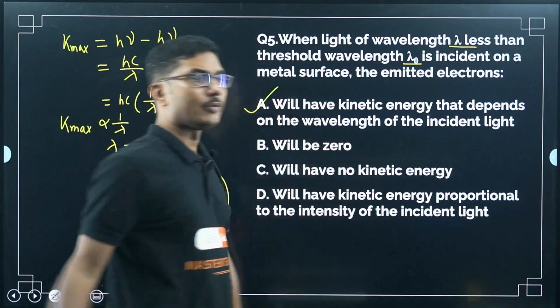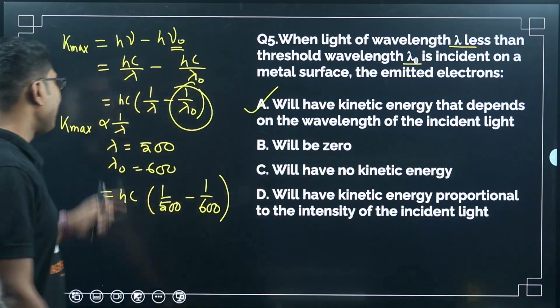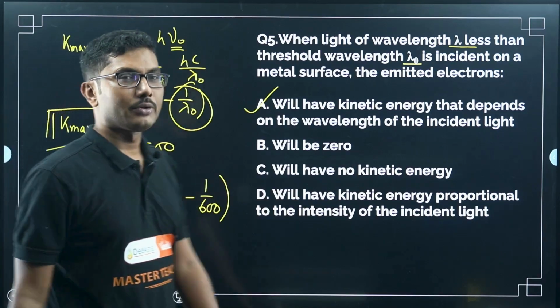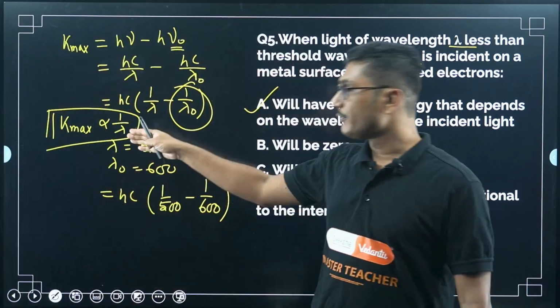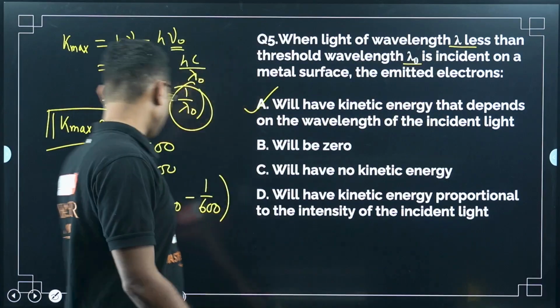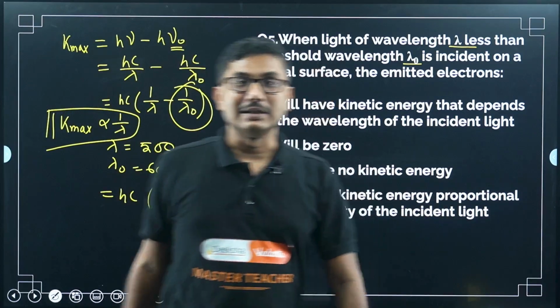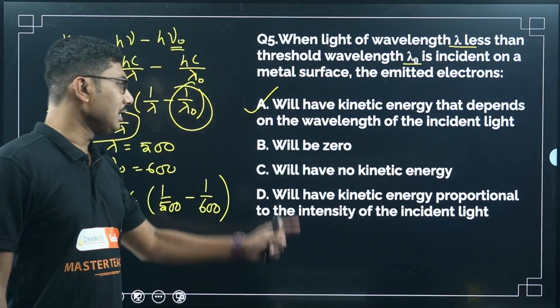It depends on the wavelength of the incident light, but how does it depend? If they ask whether it is inversely proportional or directly proportional, you will be able to answer that too if you know how to solve this question. Now remember that kinetic energy is independent of the intensity of the incident radiation.